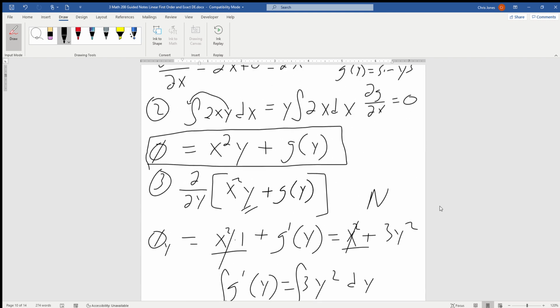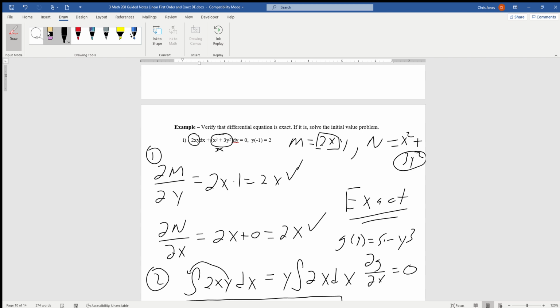If we go back up, look at the original function. We have 2xy, and then we have x squared, 3y squared. And that's what it means to be an exact differential equation. There's an unknown function that when you take the partial with respect to x, the partial with respect to y, it gives you the coefficients of dx and dy respectively.